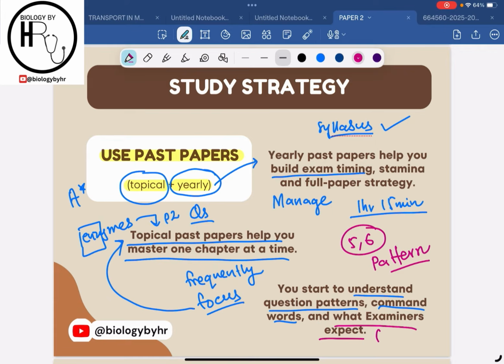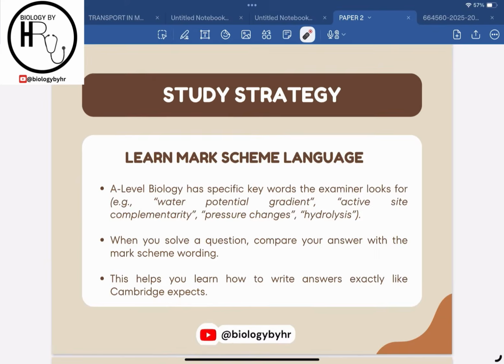With the help of the marking scheme, you can know that. So in short, solving the past papers is very much important. Mind it that your preparation is incomplete without solving the past papers. So past papers are a must to do.